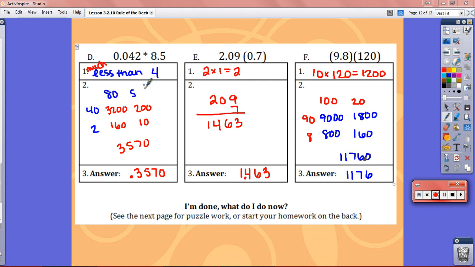So what I end up with is the digits 3570, and to make it work, the decimal needs to go in front of all of those digits. So we get 357 thousandths. And there are 1, 2, 3, 4 decimal places, so that makes sense.